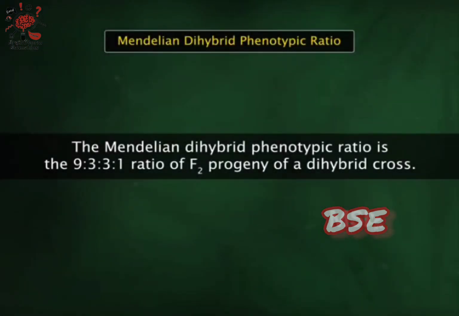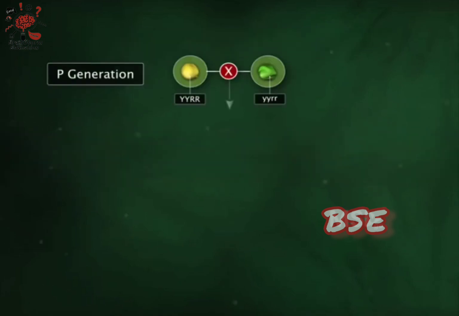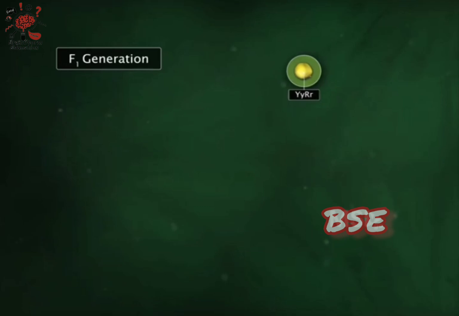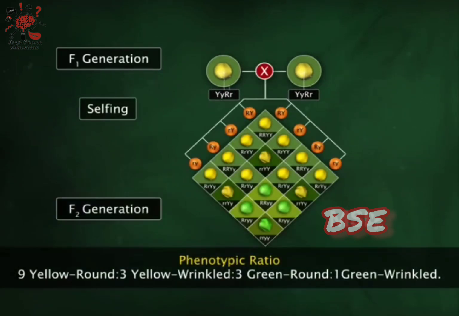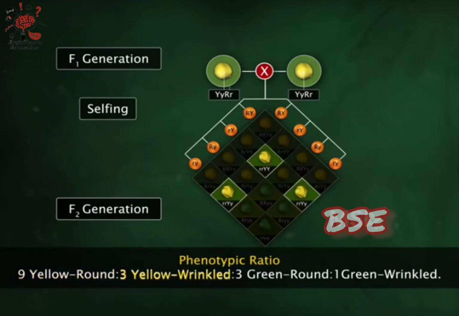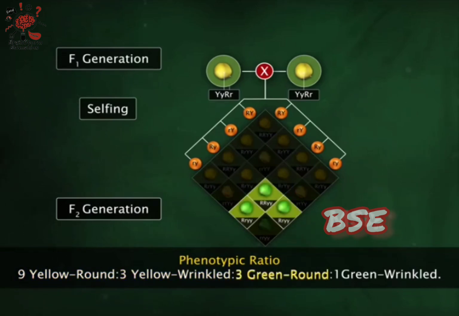Mendelian dihybrid phenotypic ratio. The 9:3:3:1 ratio of F2 progenies obtained in a dihybrid cross is referred to as the Mendelian dihybrid phenotypic ratio. For example, this F1 heterozygous yellow and round seeded pea plant on selfing will produce progeny in a ratio of 9 yellow round, 3 yellow wrinkled, 3 green round, 1 green wrinkled.